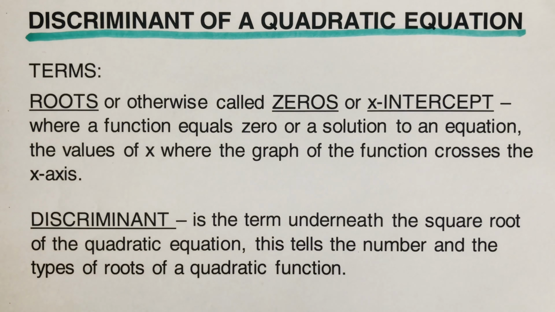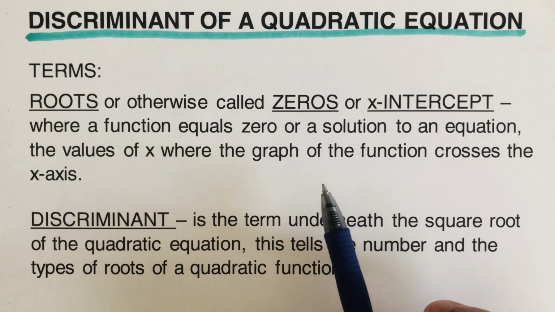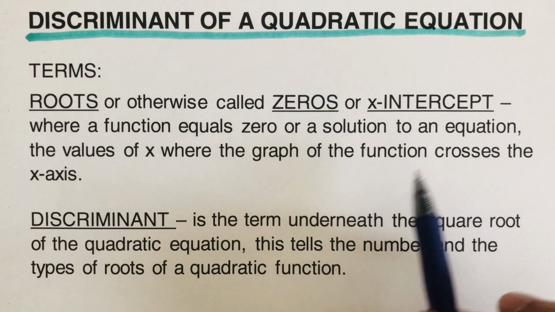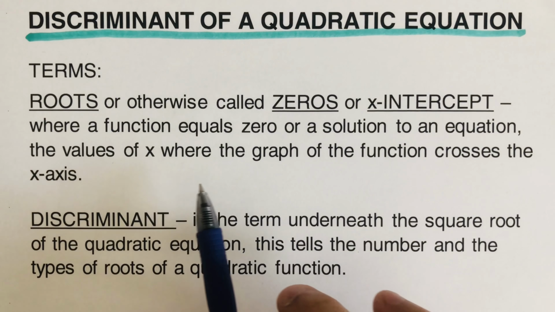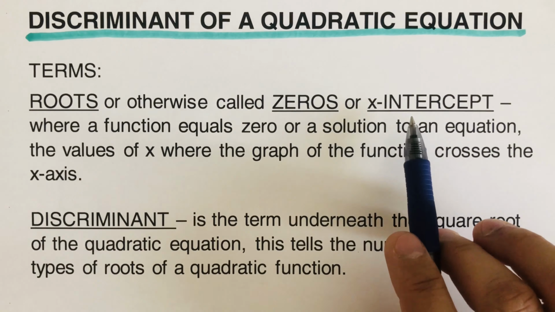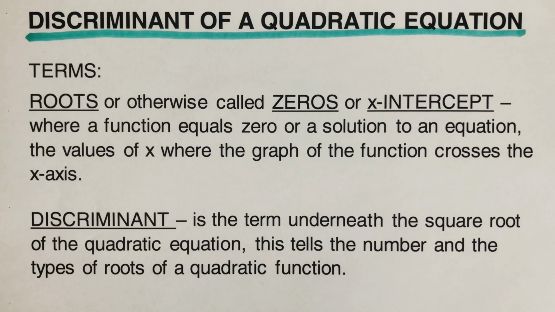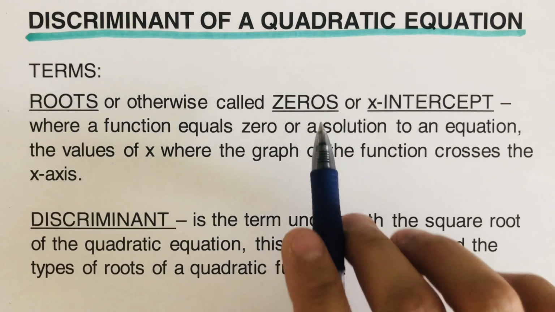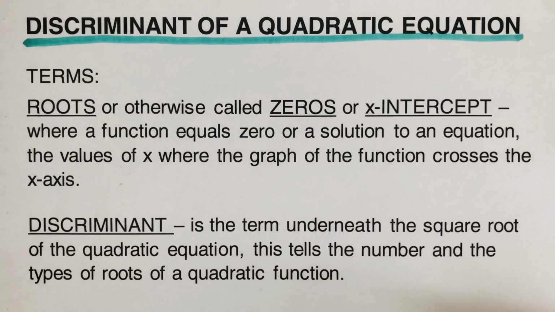This is where a function is equal to 0, otherwise called a solution to an equation. It is the value of x where the graph of the function crosses the x-axis. That's why it's called the x-intercept. It is the point where the graph crosses the x-axis. We call it roots, zeros, or x-intercept.